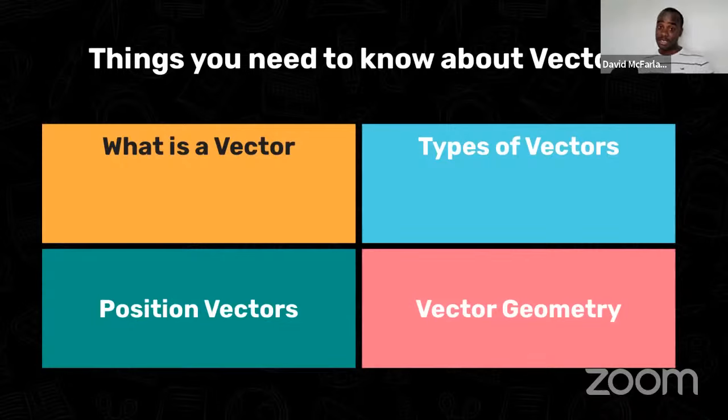So in the chat for me, on a scale of 0 to 10, write down how comfortable you feel with vectors. Where would you put yourself? Are you at a 10? Are you at a 15? Are you at a -3? Where are you?